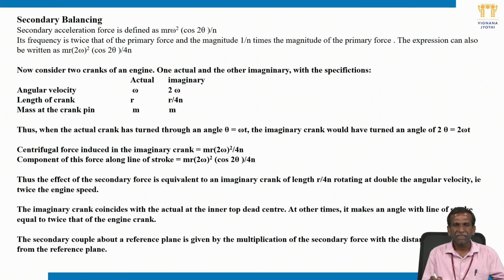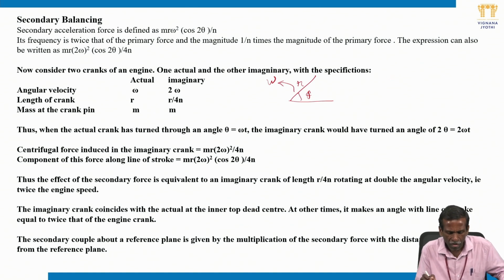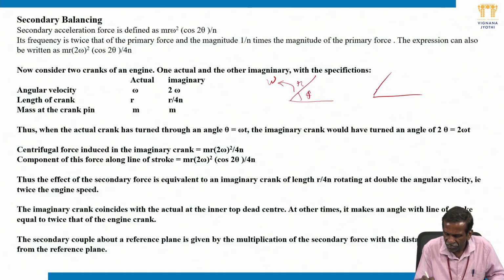Then coming to secondary balancing masses. We have seen that for primary masses the crank makes an inclination theta, r is the length, and it rotates with angular velocity omega. For secondary forces, you can consider an imaginary crank at angle 2 theta, rotating with 2 omega angular velocity, and the crank length is r by 4n.